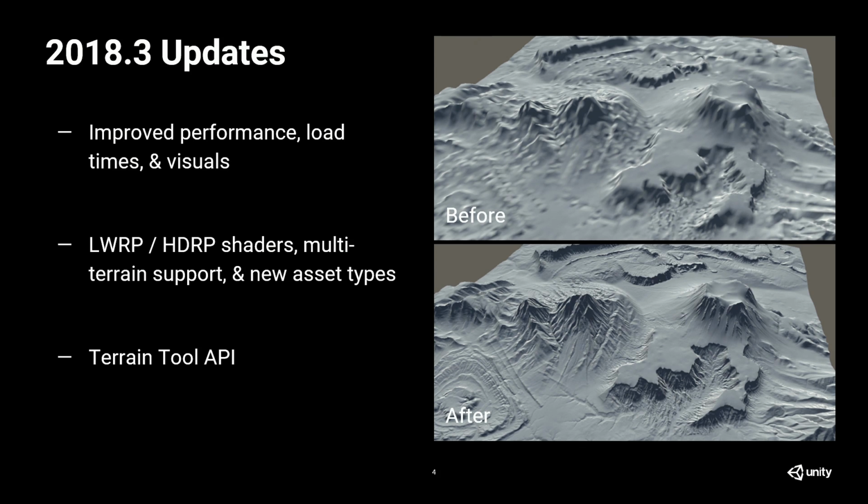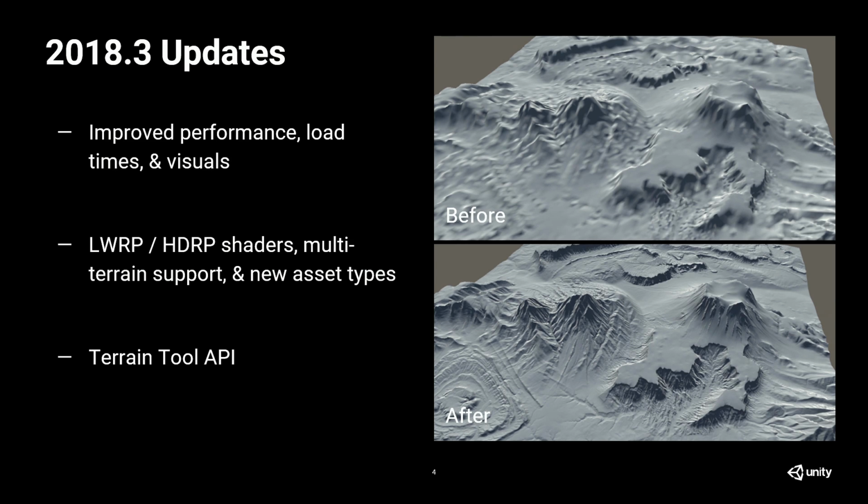In the past, terrain normals were calculated per vertex and interpolated in between. But now we calculate normals per pixel as you sculpt, resulting in a really high definition representation of your terrain, as you can see in these images here. Now, we also added support for lightweight render pipeline and HD render pipeline shaders, and also the ability to create and connect neighboring terrains within your scene.